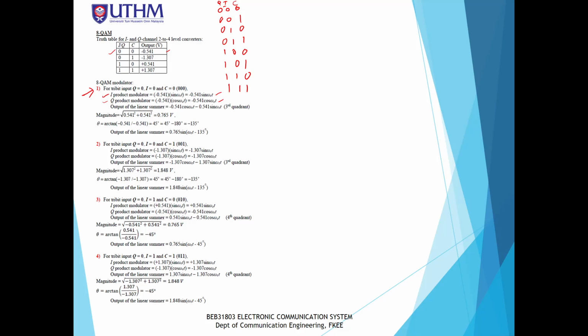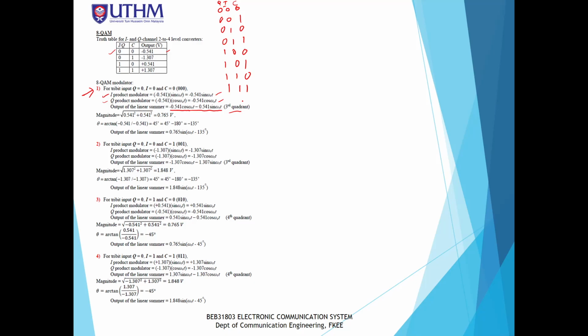Okay, it becomes like this: negative 0.541 cos omega ct minus 0.541 sine omega ct. Okay, so if you see from here, this is located in the third quadrant.